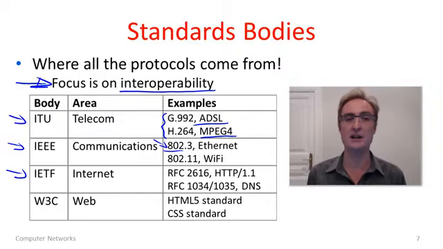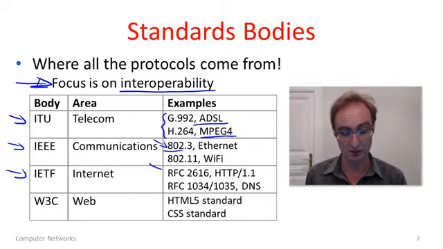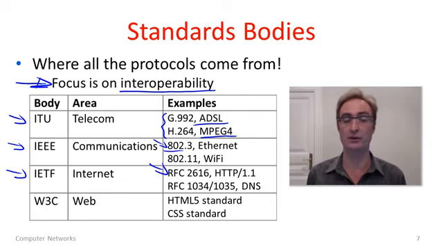Then there's a body called the IETF, the Internet Engineering Task Force. This body produces Internet standards. And these are sometimes called RFCs, or requests for comments. So there are many different RFC numbers, and they specify standards that you might know about. For instance, here's an RFC for the DNS. There would be other RFCs for things like TCP and IP, for instance.